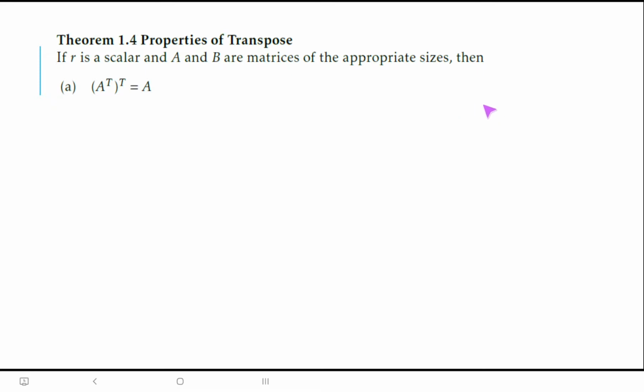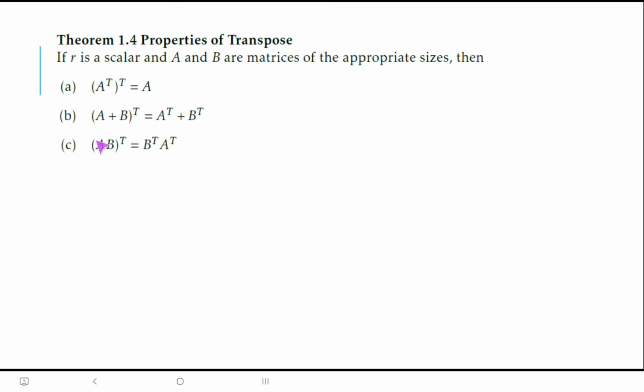Okay, so how about the transpose? Okay, we have here four properties. So, the first part is the transpose of the transpose is just equal to the original matrix. Okay, the second one here is that transpose can be distributed over addition. Okay, so A plus B transpose is just equal to A transpose plus B transpose.